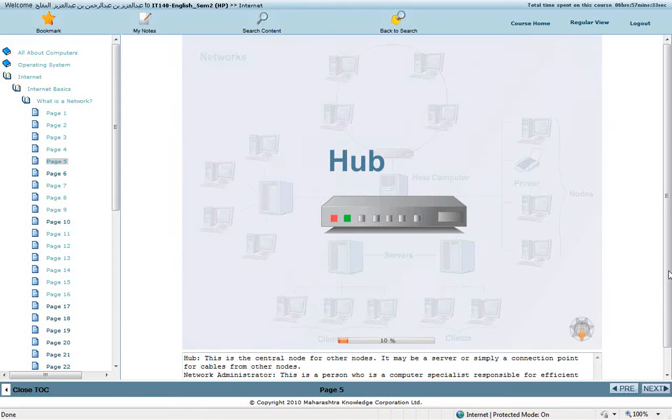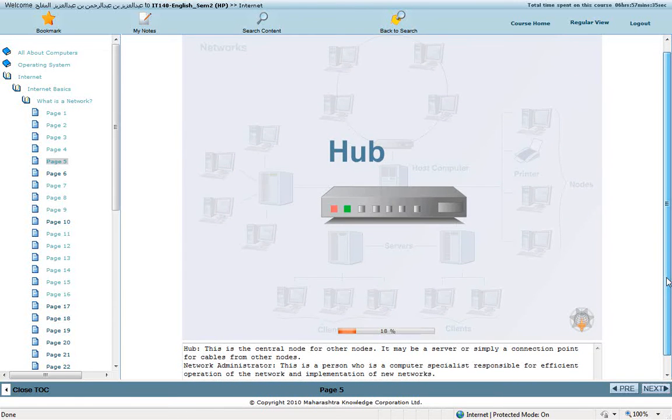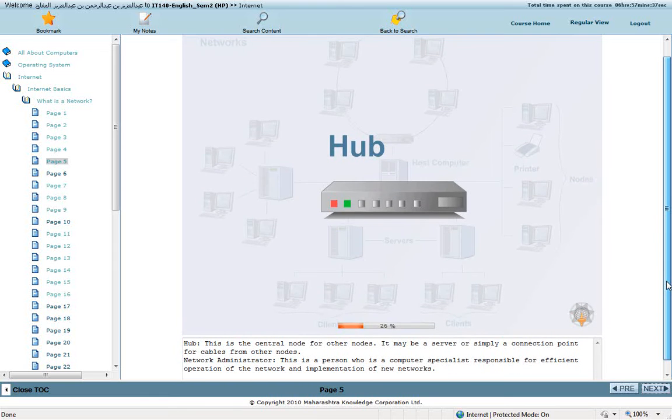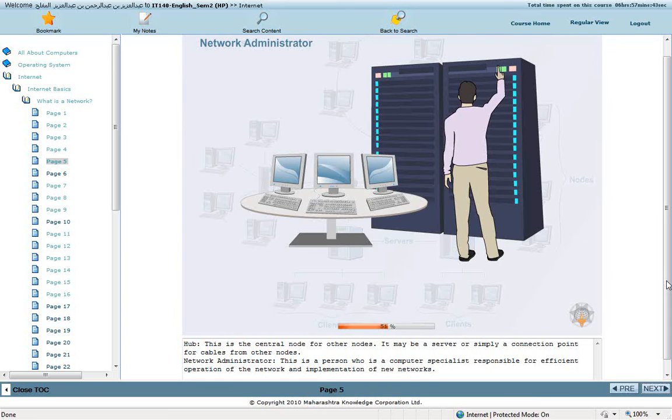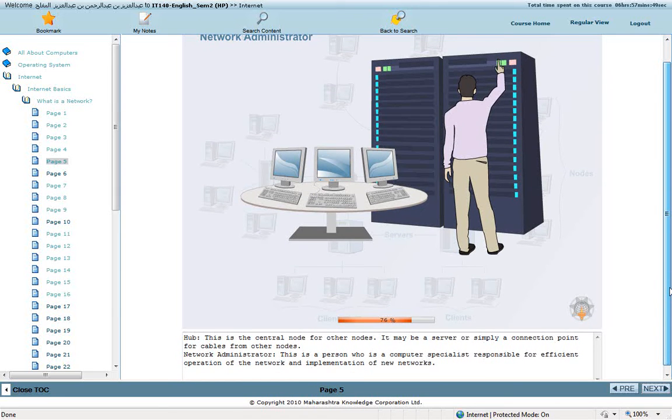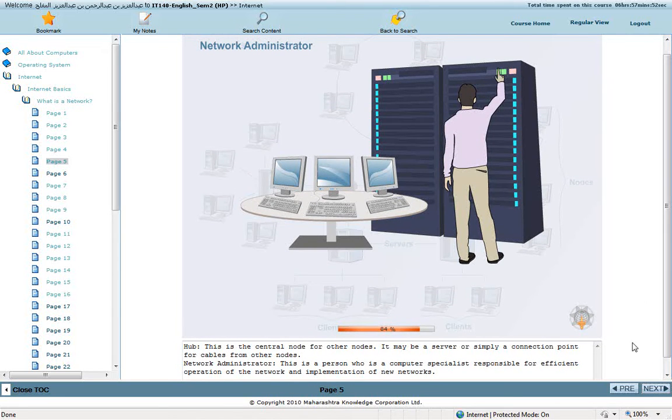Hub. This is the central node for other nodes. It may be a server or simply a connection point for cables from other nodes. Network administrator. This is a person who is a computer specialist responsible for efficient operation of the network and implementation of new networks.